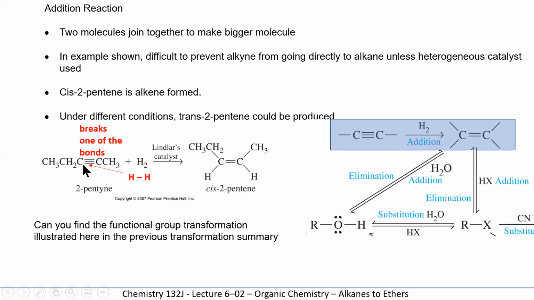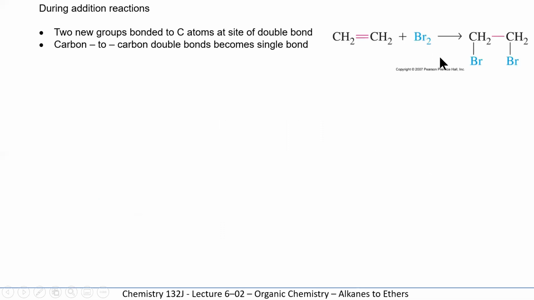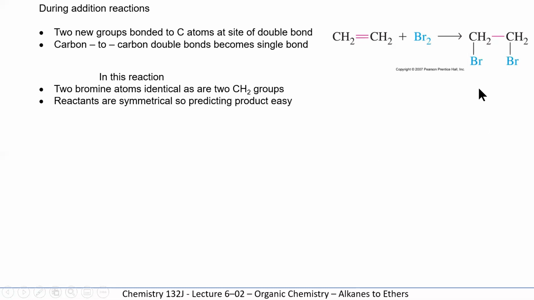Now, the hydrogen actually breaks one of these bonds to make the double bond. Now, during addition reactions, we can add new groups to the carbons, and if it's a molecule like bromine, one bromine gets attached to each carbon atom. That's a simpler example here. So now the two bromine atoms are identical, so this becomes fairly easy to predict what's going to happen. We could call this a symmetrical example of a reactant, Br2.